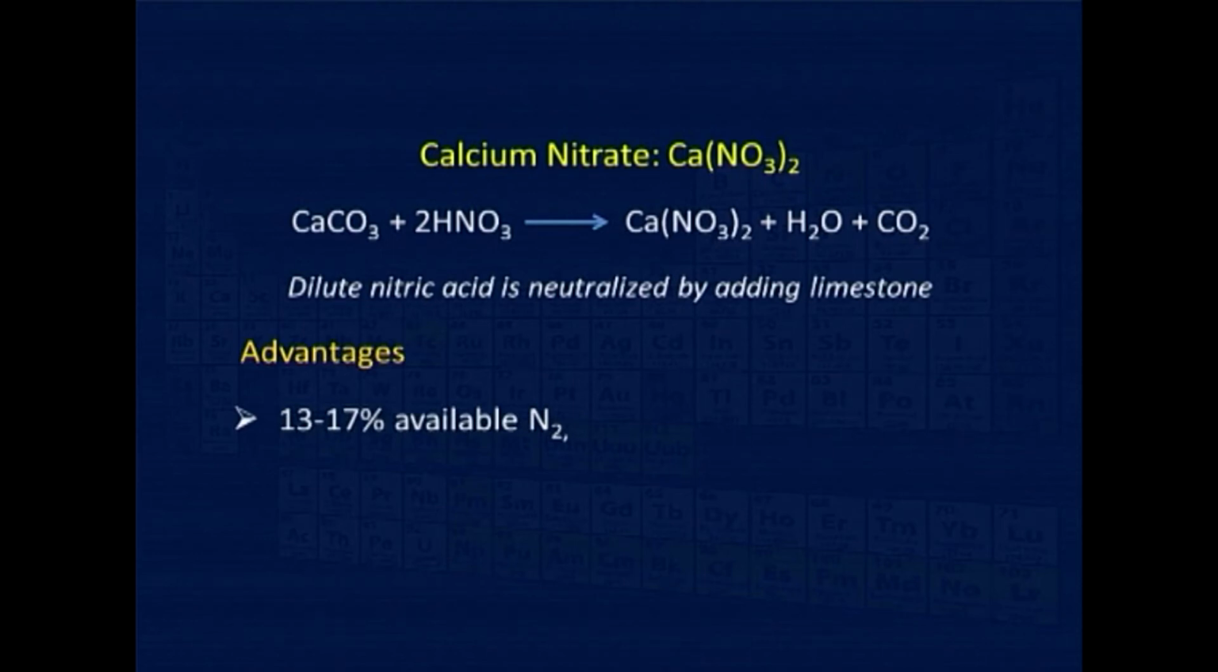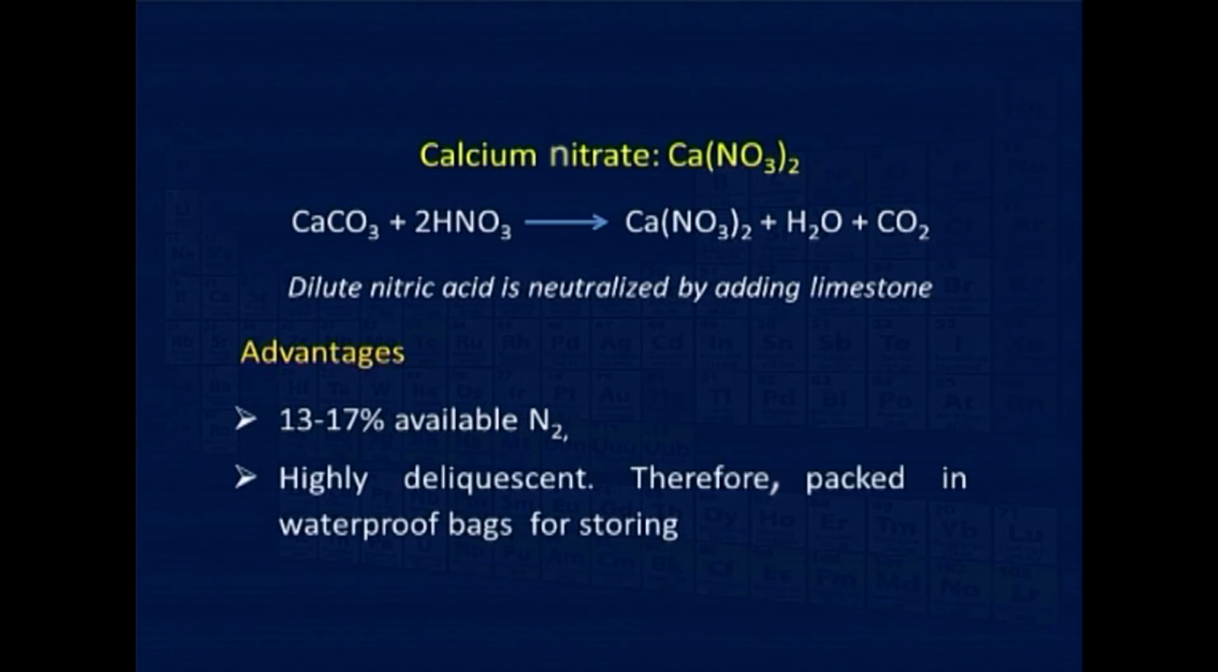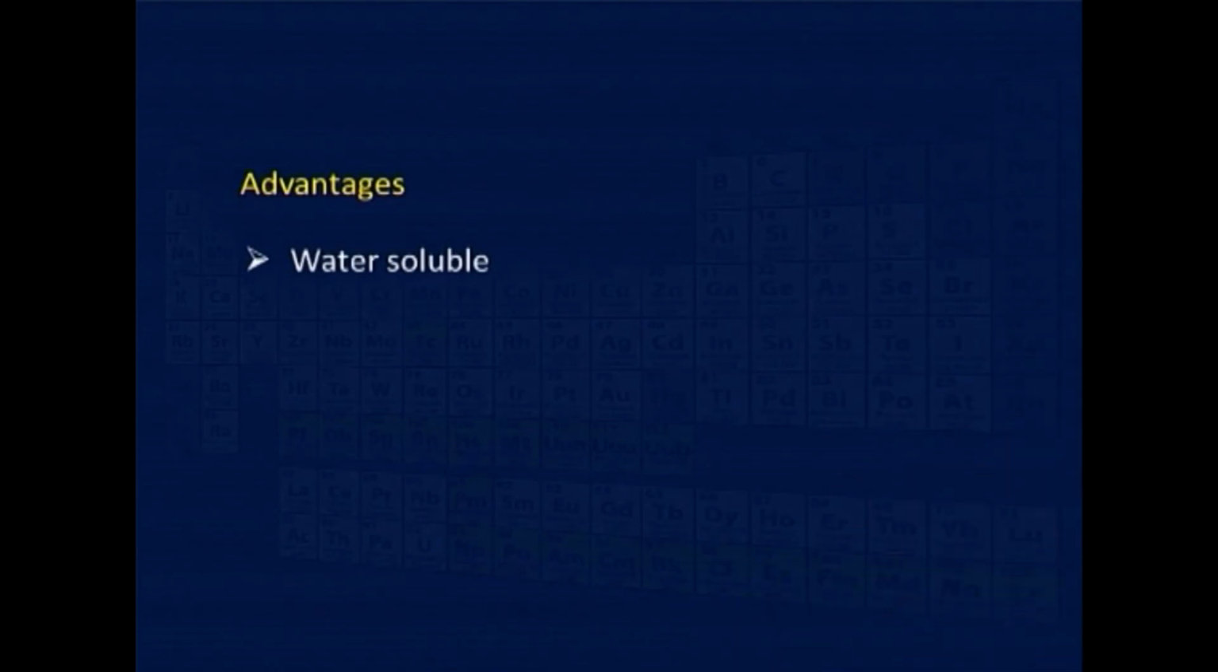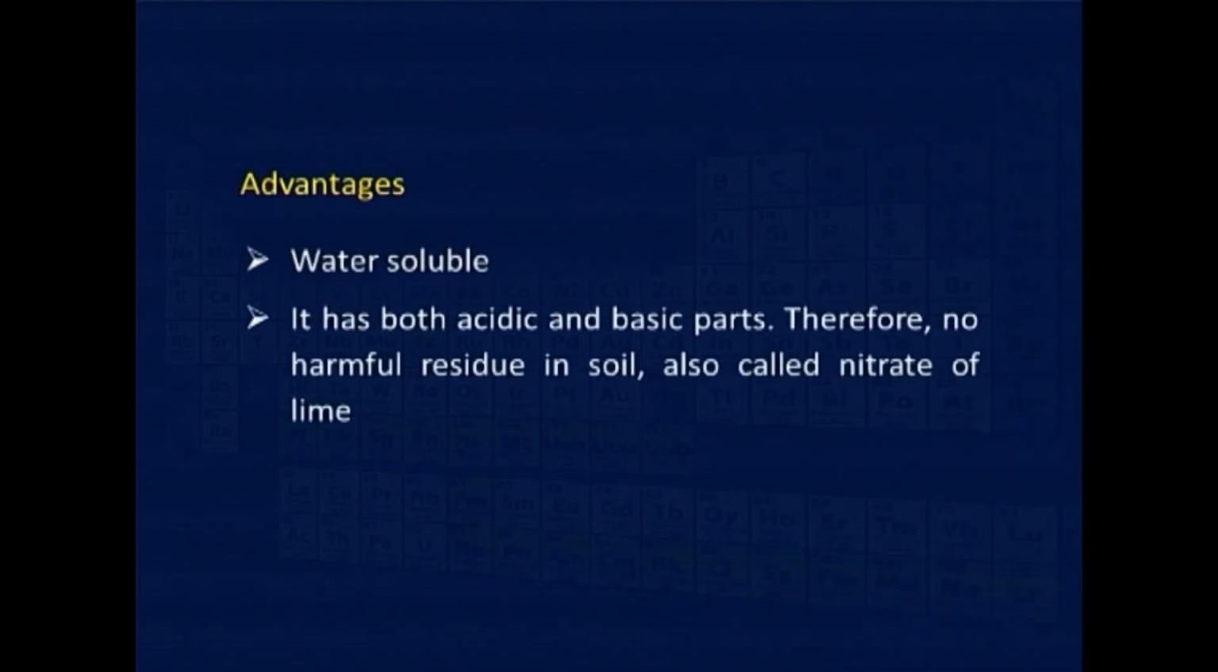The advantage of this is that it gives you about 13 to 17% available nitrogen. It is highly deliquescent, therefore it is packed in waterproof bags and only then stored. It is water soluble, and it has both an acidic as well as a basic part. Therefore, no harmful residue is left in the soil. It is also called nitrate of lime.